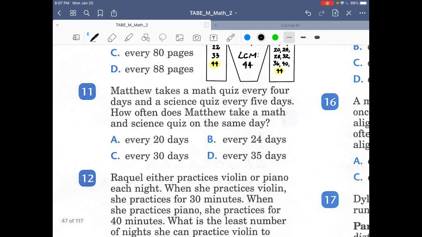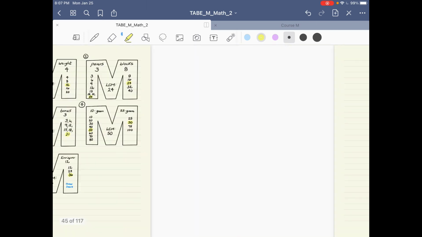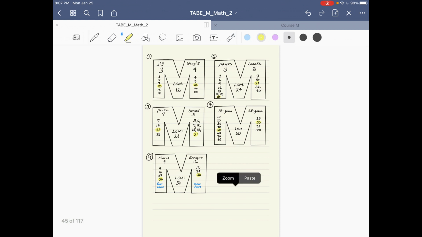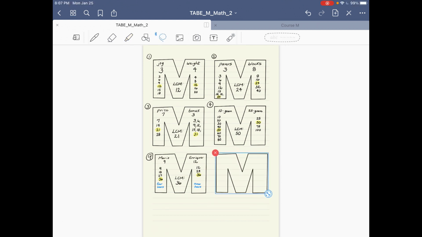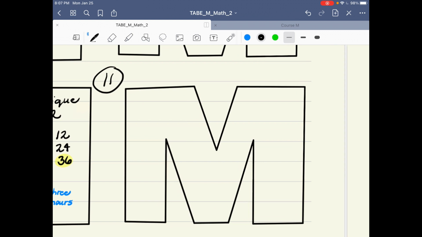Matthew takes a math quiz every 4 days and a science quiz every 5 days. How often does Matthew take a math and science quiz, there it is, on the same day? And I do not have enough room here, so let me go back to this one and I'll paste an M down there. This is number 11. Make good use of your scrap paper. That's what it's for.